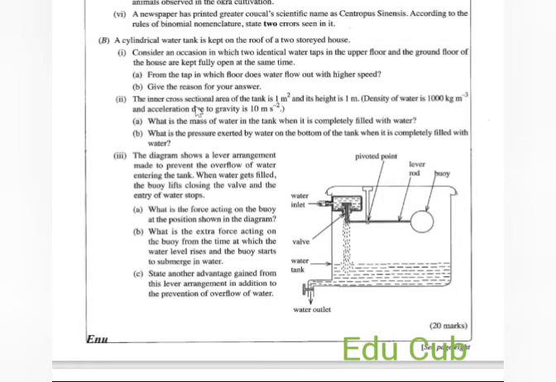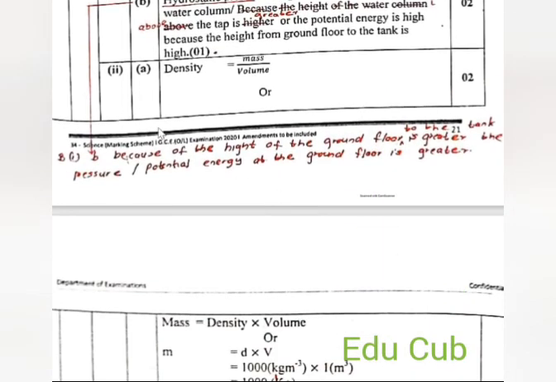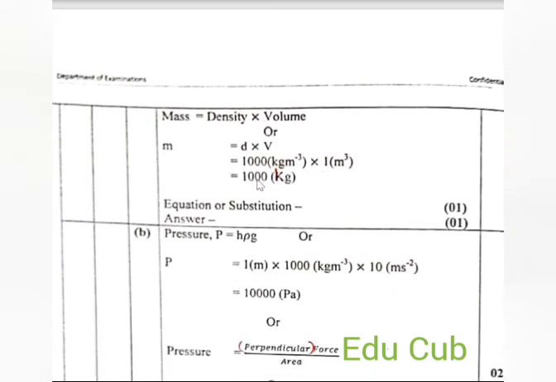Question 2. The inner cross-sectional area of the tank is 1 square meter and its height is 1 meter. They have given density and acceleration due to gravity also. A. What is the mass of water in the tank when it is completely filled with water? Part B. What is the pressure exerted by water on the bottom of the tank when it is completely filled with water? Let's see the answers. You have to find mass using density, by multiplying density by volume. So mass will come to 1000 kilograms.